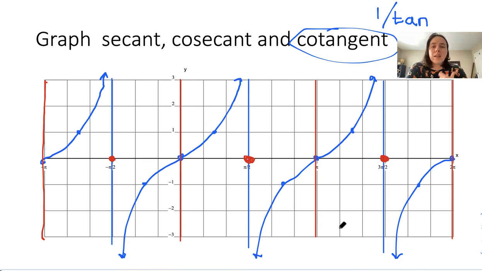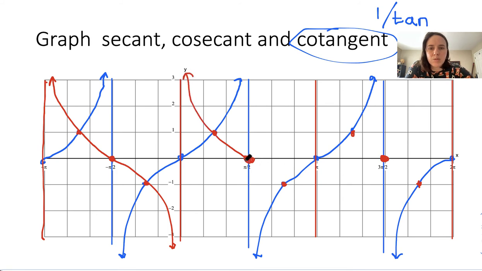And then they also share that pi over 4, because at pi over 4, tangent is 1, so the reciprocal is also 1. So they also share these 2 points, which is why I like to use them to graph. So we know that they also share these points. Then our cotangent basically looks identical to tangent, just mirrored and shifted.